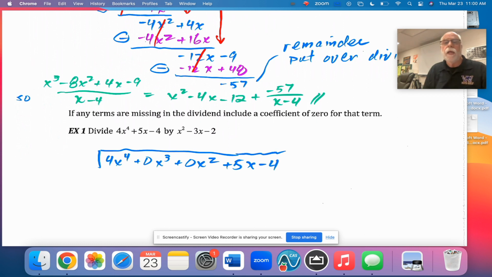All right. And I would even suggest if the divisor has a term missing, you might want to put one in there too, because that would also help. But our divisor on this one here, we have x squared minus 3x minus 2. And again, we're going to just do the same thing. So x squared times what will give us 4x to the fourth? And you would tell me that would be 4x cubed.